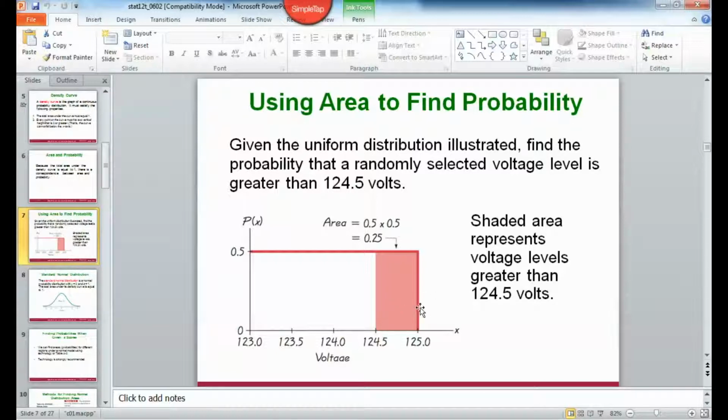To find the probability that a randomly selected voltage would be greater than 124.5 volts, that's 0.5 units there, and the height is 0.5. So 0.5 times 0.5 is 0.25. So there's a 25% chance that a randomly selected voltage would be greater than 124.5. Now this is related to some other problem, not all voltages in general, just some application problem.